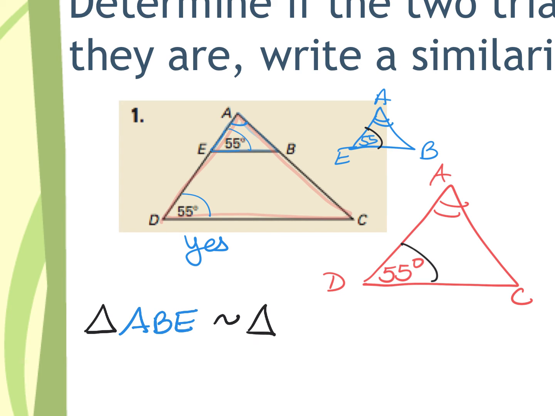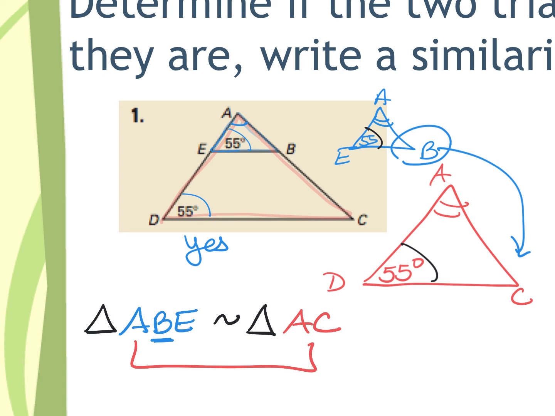it's going to be similar to triangle, and I got to match the angles now. So you can see that angle A and angle A are the same. And then angle B, which is the next letter that I wrote right here, angle B didn't have anything, so it's going to match with the C that doesn't have anything. And then E, which is here, it has the 55, and it's going to match with the D. So then that would be my next letter. So obviously, this one, they both ended up being in alphabetical order, but it's not always like that.